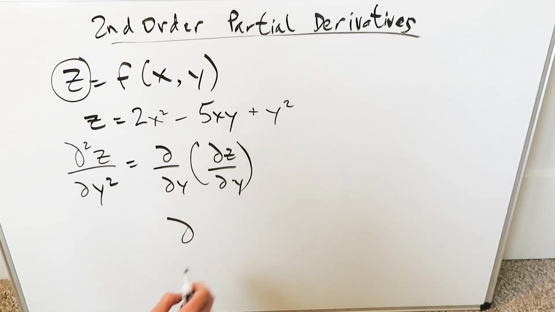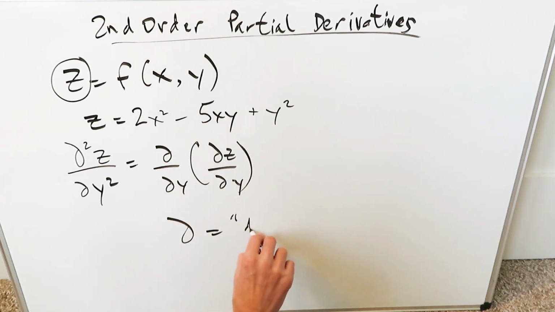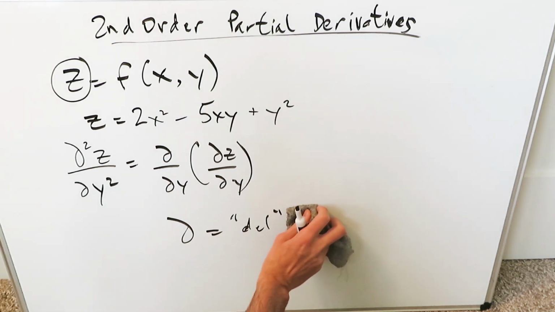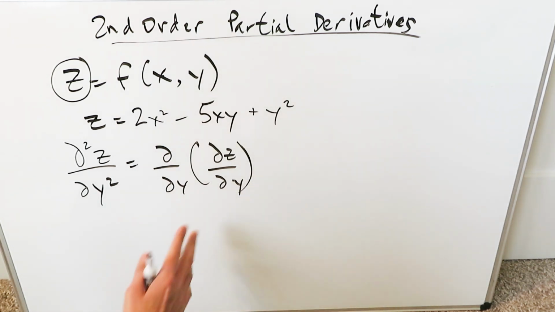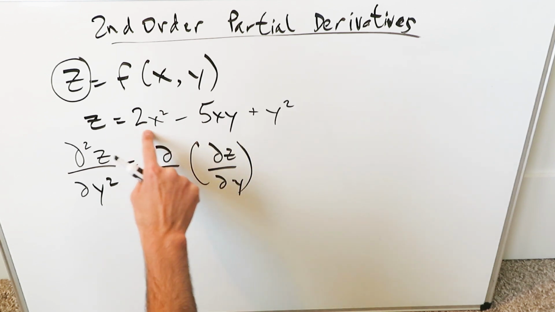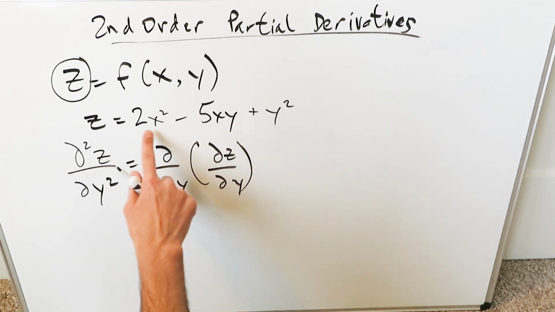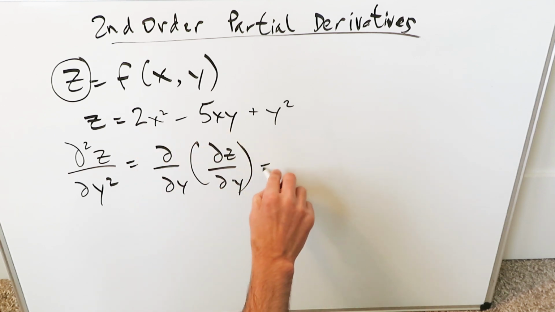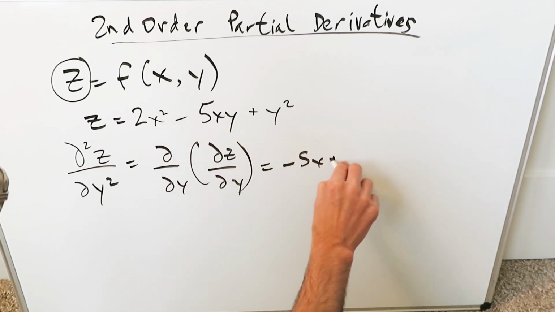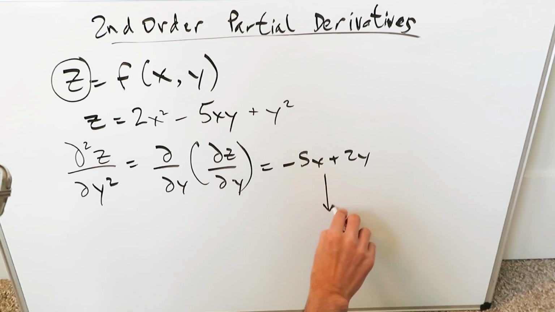You understand this right here is your del symbol, del, and it represents a partial derivative. There's another name for it, but this is the common name, del. It's a partial derivative symbol. When we're looking at this, x is your constant, y is your variable to be differentiated. This here is a 0. From here we'll have a minus 5x plus 2y.